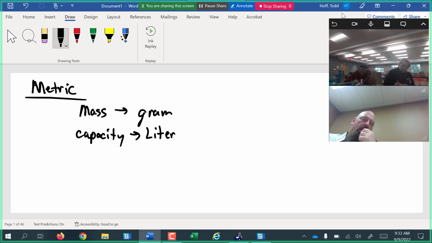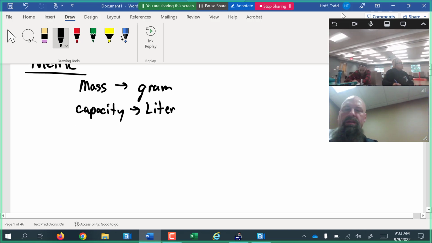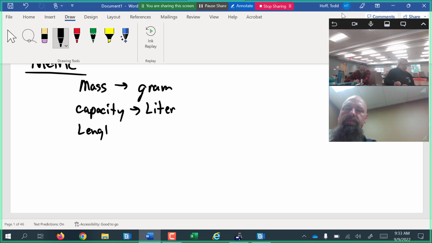Of course, now for our purposes, the liter is actually quite large, so we tend to use the smaller units, which involve the prefixes to make them smaller. And we'll go over those prefixes in a little bit. For length, that unit is the meter.